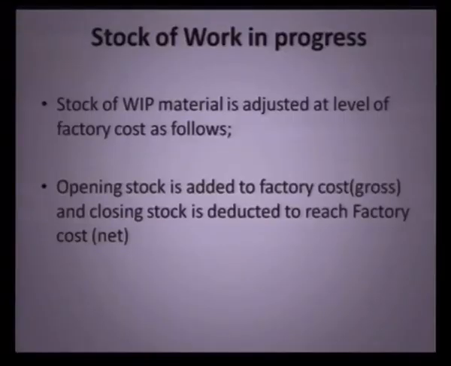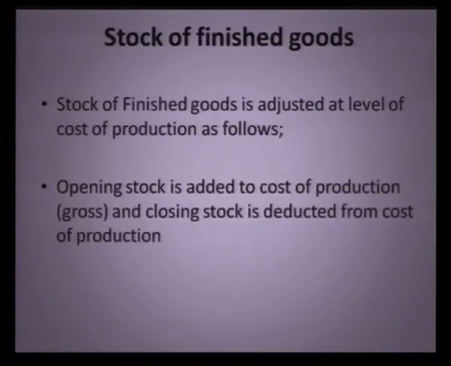As far as work in progress stock is concerned, work in progress stock is adjusted at the time of factory cost. Opening stock of work in progress is added to gross factory cost and closing stock is deducted. So we get factory cost at net.